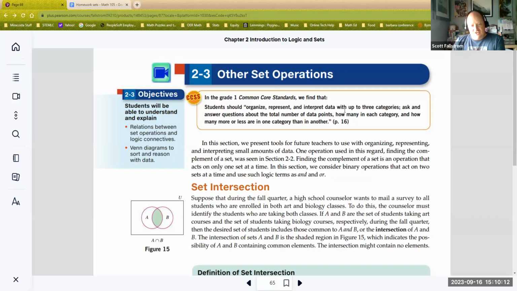But at the beginning of each section, you will also find in the textbook the Common Core state standards, the CCSS. And it tells you, hey, this is a grade 1 topic. Students should be able to organize, represent, and interpret data with up to 3 categories. How many total are in there? How many are in each category? Okay. So we're going to make sure that you can do that at a level that is high enough that you should be able to answer any of the questions they may have.